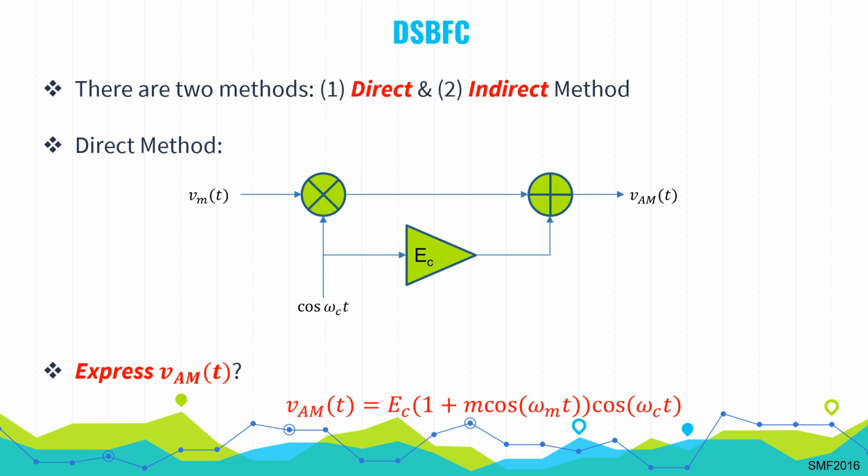Let's begin with the direct method for generating DSBFC, double sideband full carrier signals. In the direct method, the modulating signal V_m(t) is directly multiplied by the carrier signal cos(ω_c t). The output of the modulator, V_AM(t), can be expressed as V_AM(t) = E_c [1 + m cos(ω_m t)] cos(ω_c t). Here, E_c is the amplitude of the carrier, m is the modulation index, and ω_m is the angular frequency of the modulating signal. This equation shows that the AM signal consists of the carrier and the sidebands, which are generated by the modulation process.